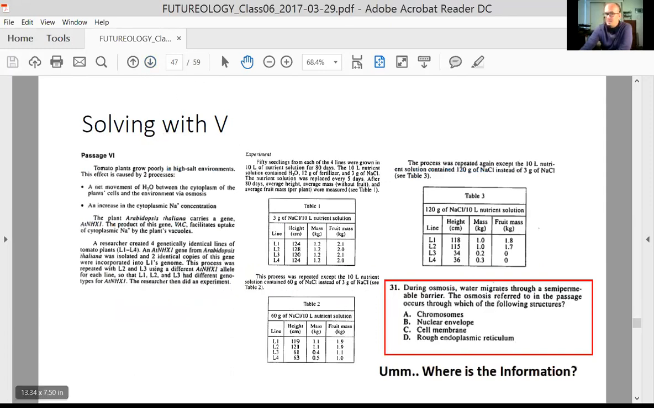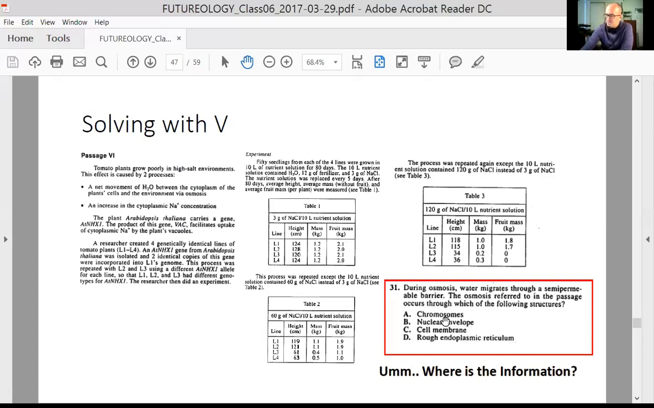I'm going to give you guys a moment to take a look. This is passage 6. We've got all this information. Here's a question from passage 6. So we would have done other questions before we get to 31, but 31 says, during osmosis, water migrates through a semi-permeable barrier. The osmosis referred to in the passage occurs through which of the following structures? And if you were to read through the tables, there's nothing talking about osmosis. And when we look at the experiments, just scanning, there's nothing about osmosis.